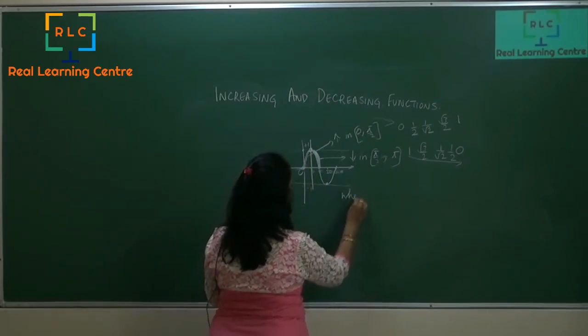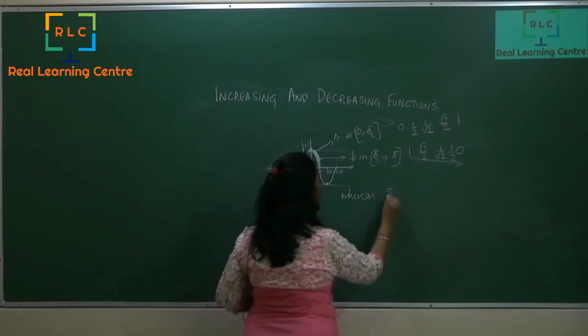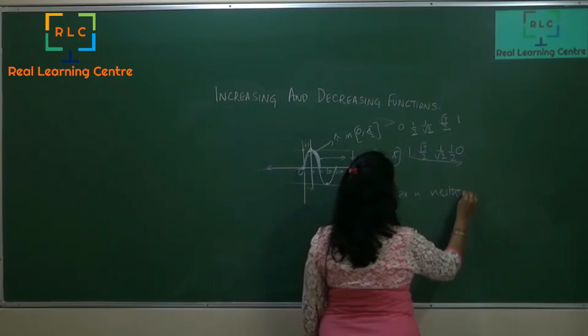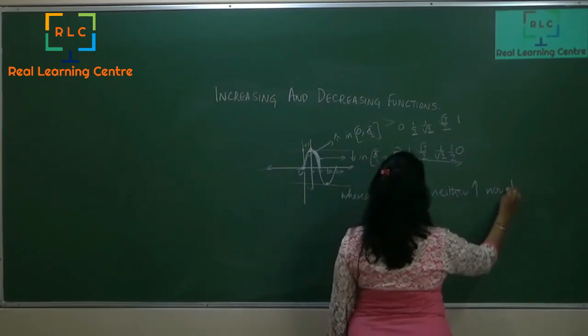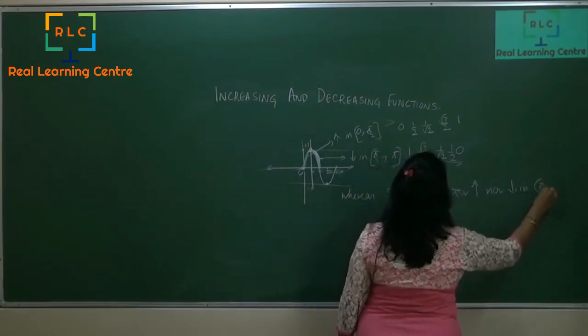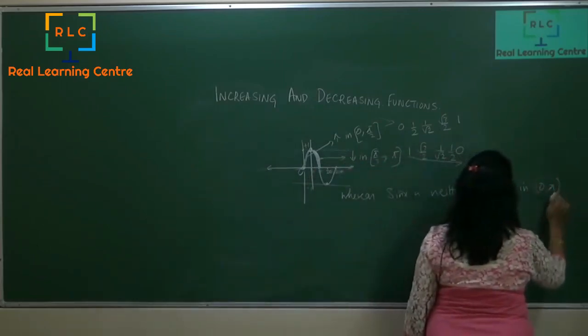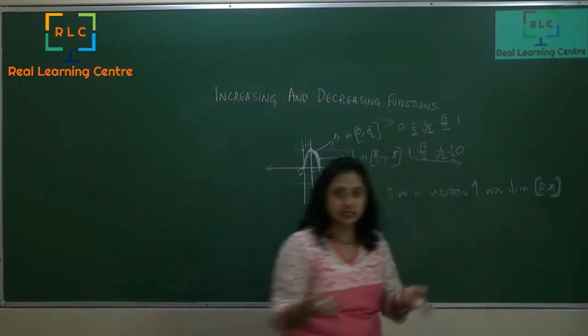Whereas, so I'll write, whereas sine x is neither increasing nor decreasing in the interval 0 comma pi. Why? Let me take 0. See, I'll take like this closed interval. It is neither increasing nor decreasing.